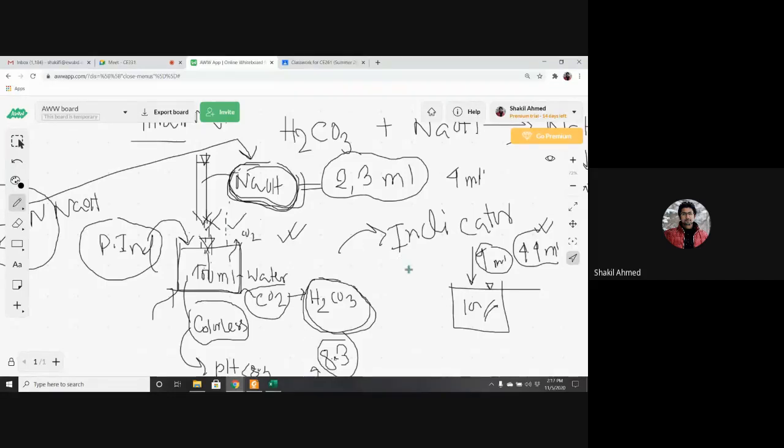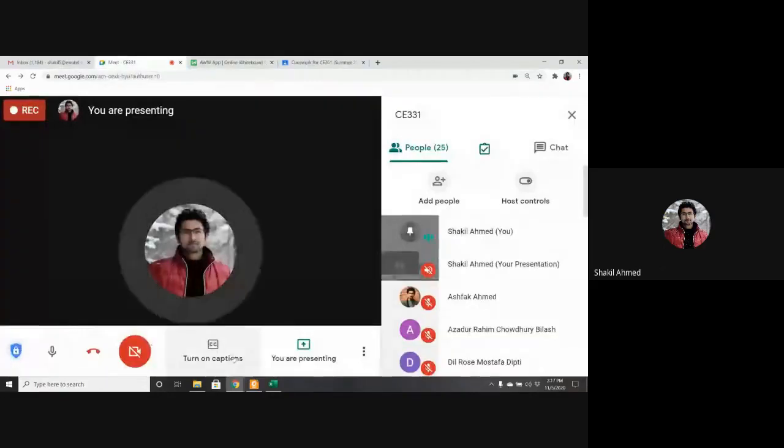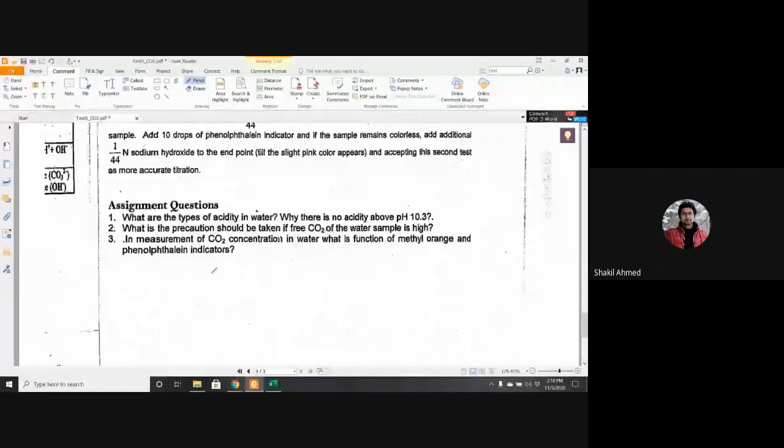What is the difference between this test and this test? In this test, since you are adding drop by drop, it takes some time. That's the problem. Carbon dioxide may escape. But now that you have performed the test, you know you need 4 ml, so you just immediately add 4 ml. You don't need much time, so there is less chance for carbon dioxide to escape. So this reading will be more accurate. Is it clear? Yes, sir. Okay. So that's all. Perform the test, and that's it.